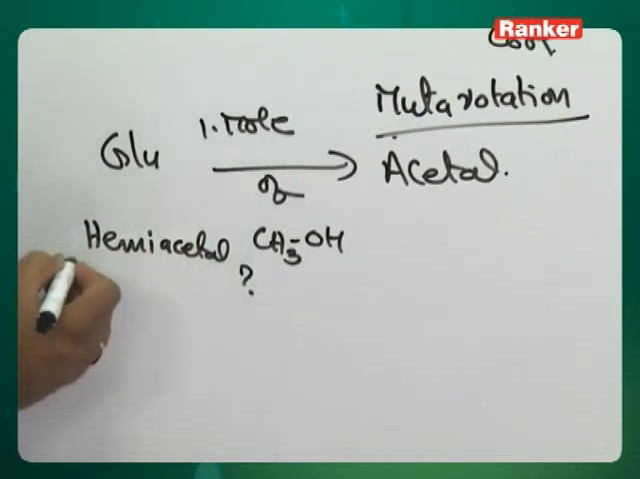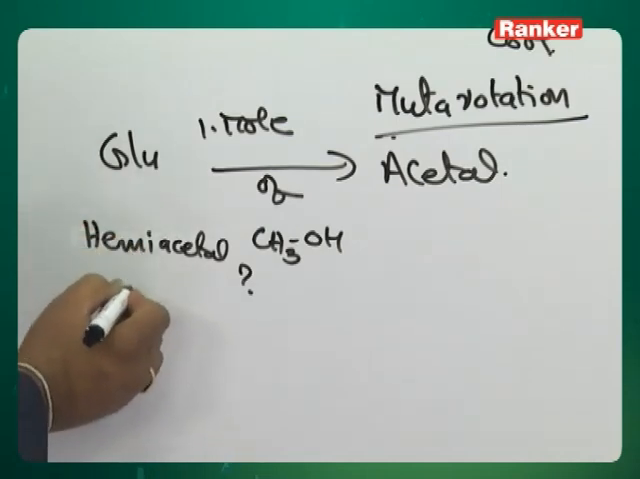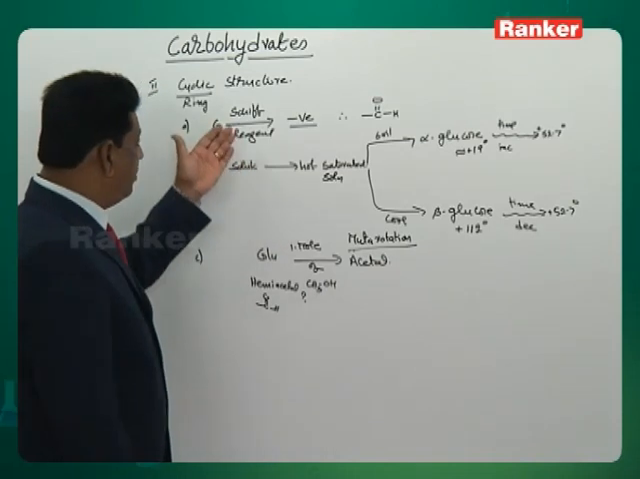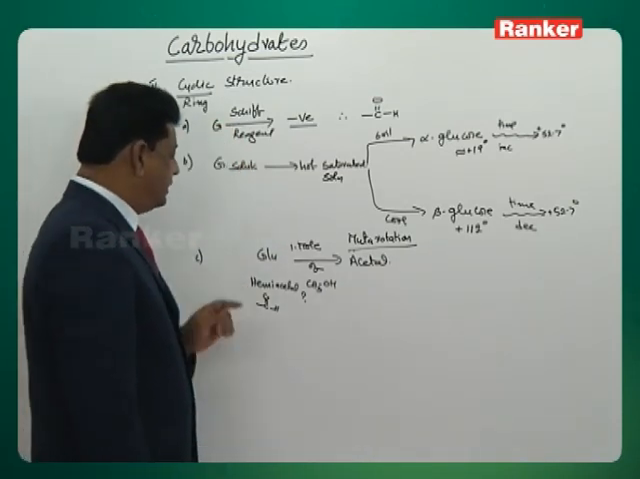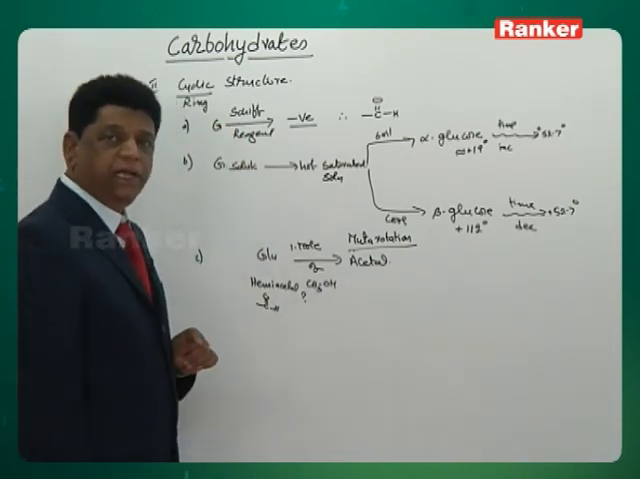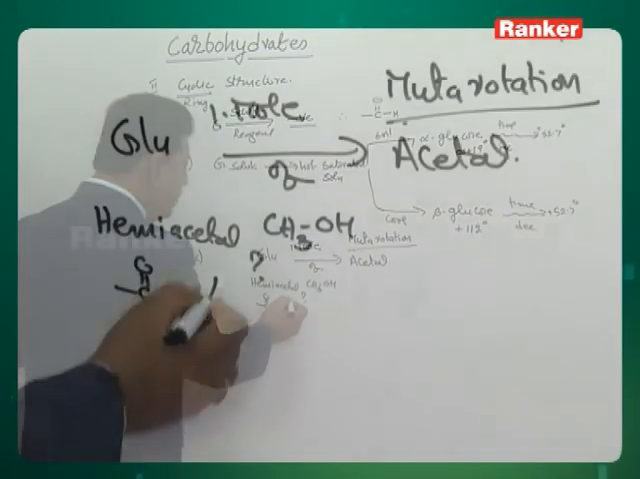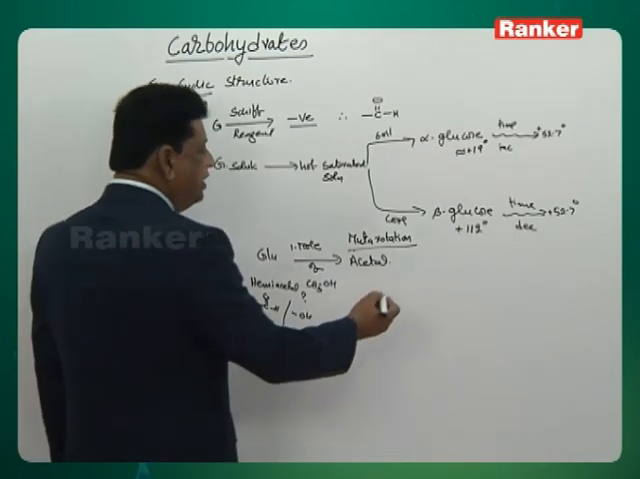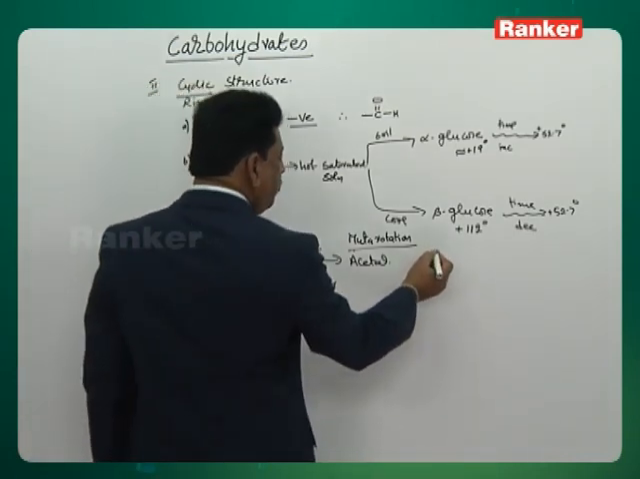The question is: is it an aldehyde function or a hemiacetal? If it is an aldehyde, it does not explain this property, so it may be a hemiacetal. To get a hemiacetal, we need a carbonyl compound and a hydroxy group. The hydroxy is already in the structure; we have seen there are a number of OHs.